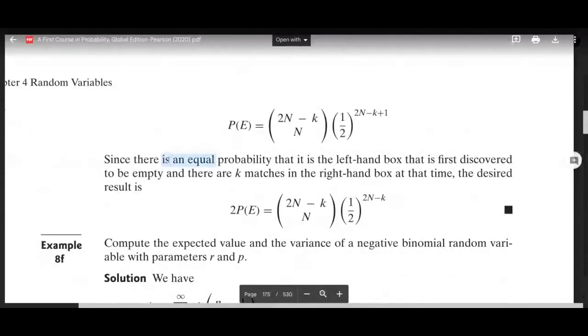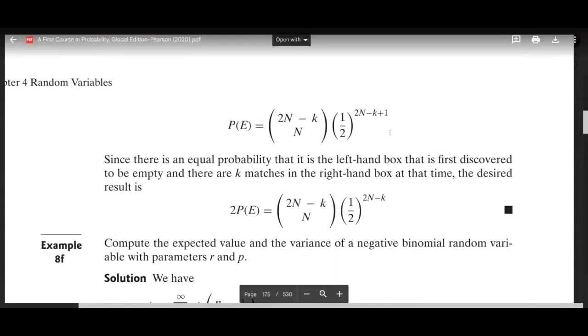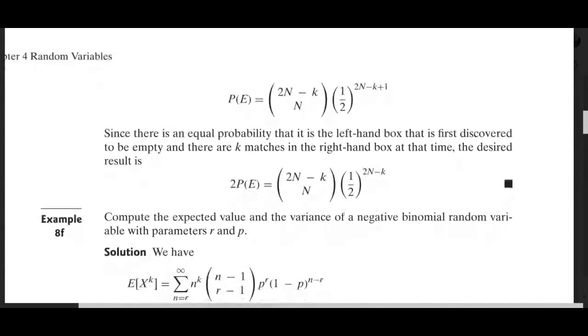There is an equal probability that it is the left-hand box that's first discovered to be empty, and there are k matches in the right-hand box at the time. So the desired result is 2 times the probability. 2 times half is 1, so this plus 1 disappears. We get this nice result: 2n minus k choose n, times half raised to 2n minus k. This is interesting. This is a classic question.